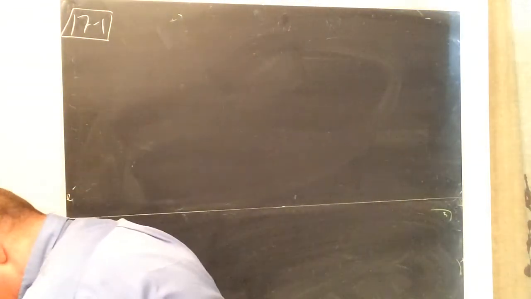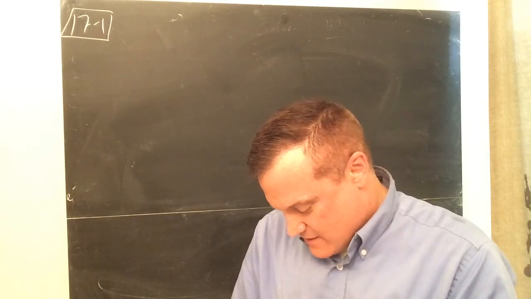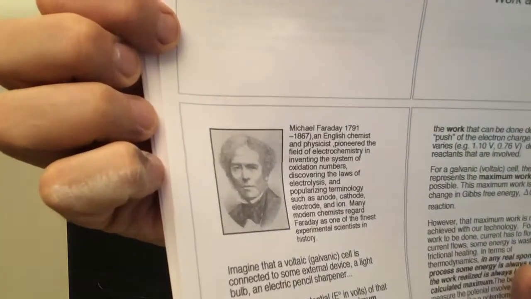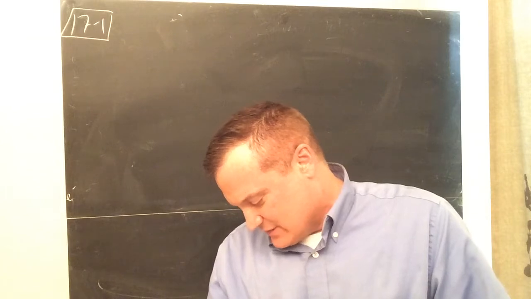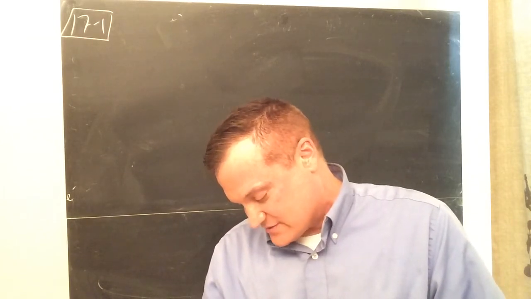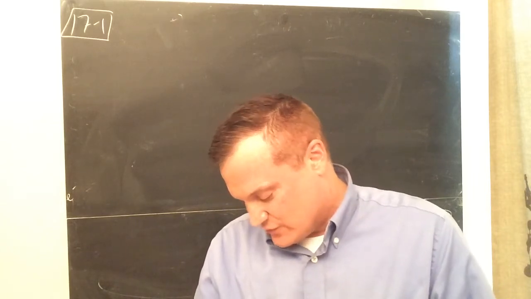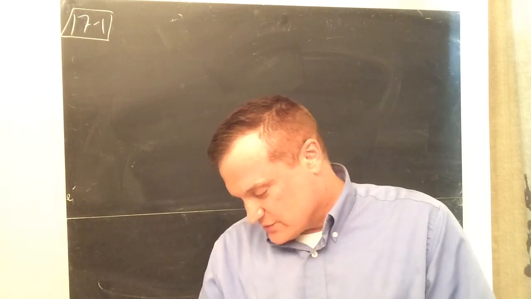And I'm also going to jump ahead in history and talk about a man named Michael Faraday. Let me see if I copied the notes for him yet. His picture was in here. Oh, there he is, a few pages later. There's Michael Faraday, England. What he did, he pioneered electrochemistry, invented the system of oxidation numbers, discovered the law of electrolysis, and he popularized or created the terms anode, cathode, electrode, ion.